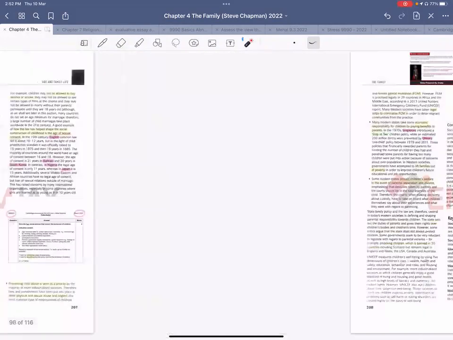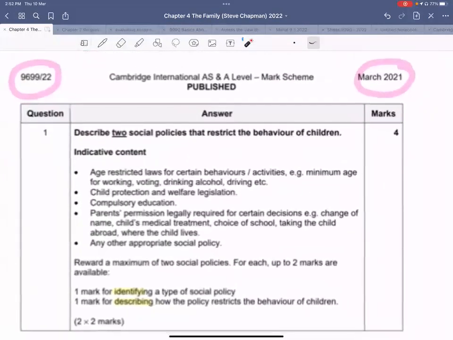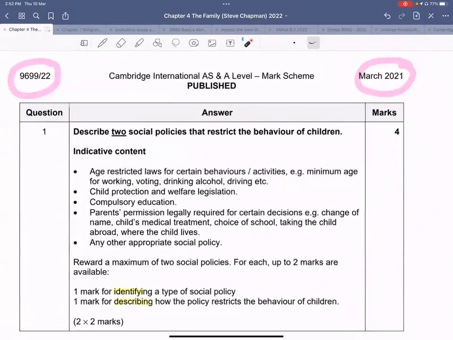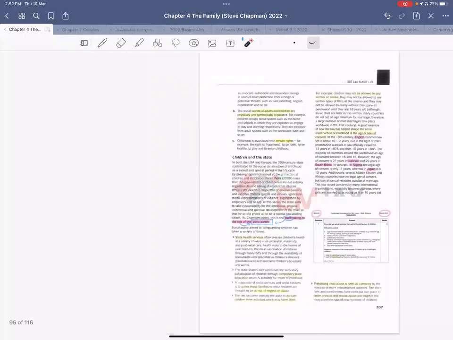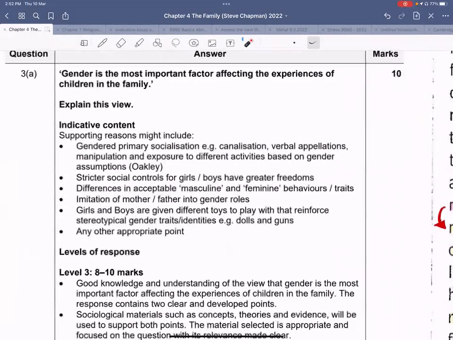Right. Now, moving on, have a look at this question. Will you be able to get into this? अभी नहीं करना, लेकिन ये क्वेश्चन कर सकते हैं, ये चीजें हमने डिस्कस की हैं या नहीं की? कर ली हैं. One. Number two, have a look at this question. Gender is the most important factor in affecting the experience of children in the family.